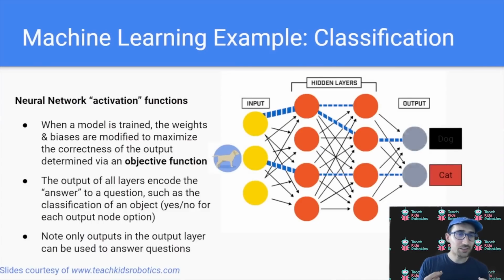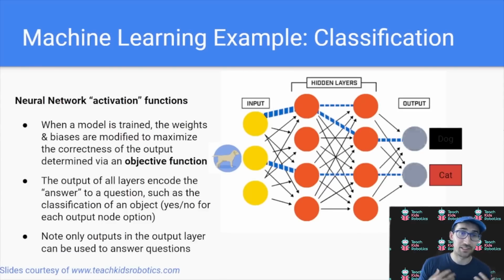So, with these neural network activation functions, we know that when the model is trained, the weights and biases, these numerical offsets to the activation function and what is fed to these red nodes in our hidden layers, are modified to maximize the correctness of the output determined via an objective function. So we need some way of saying, yes, the output of the model for this input was correct. And that is basically our training data.